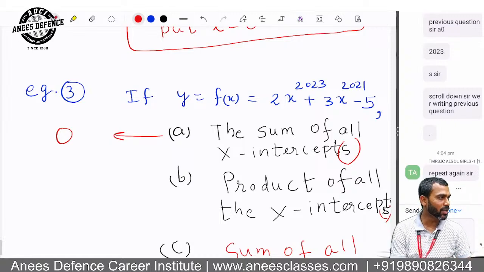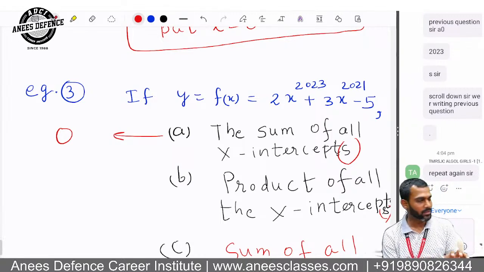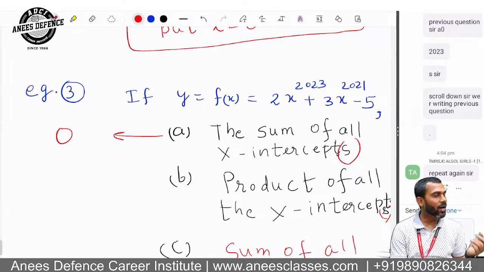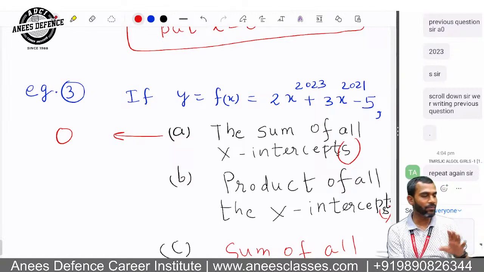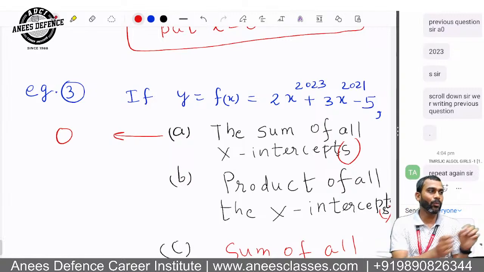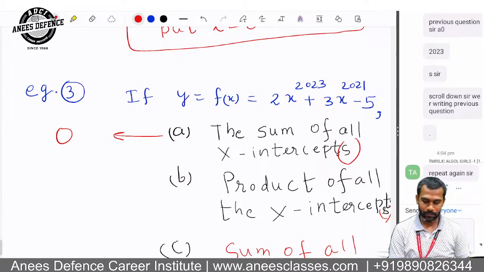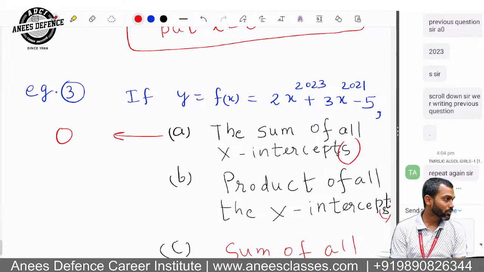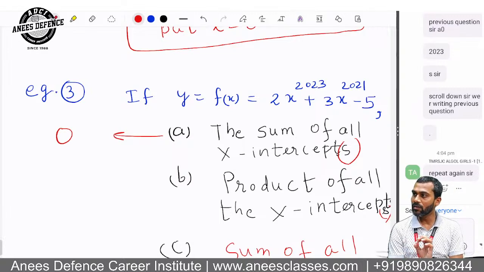You had already understood where it comes from, but you were saying something like putting y as 0. Yes, their question is this: in order to find the x-intercept or roots, we have to put y is equal to 0. So y is equal to 0. Now 2x raised to 2023 plus 3x raised to 2021 minus 5 is equal to 0. So that is the equation.